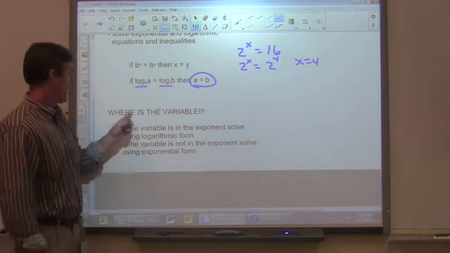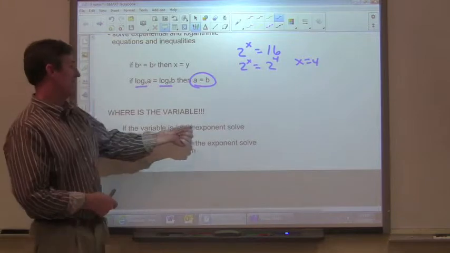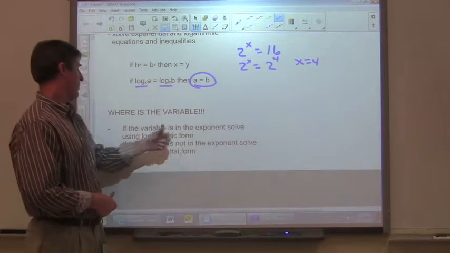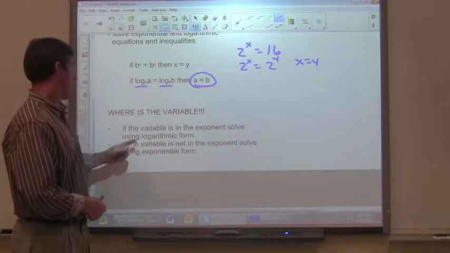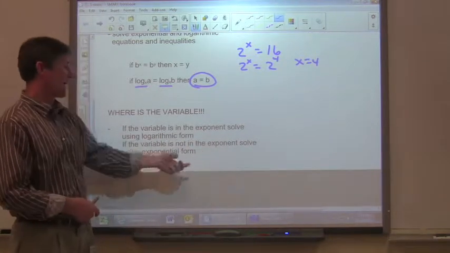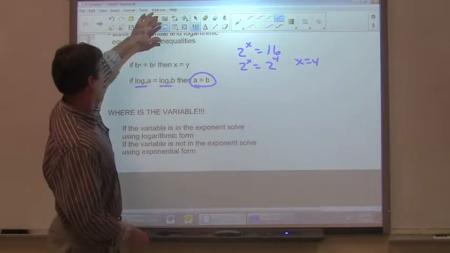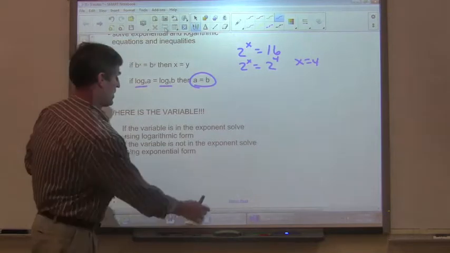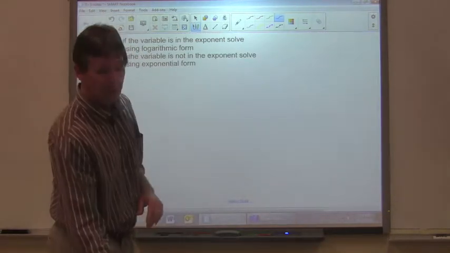Really important to understand, where is the variable in the equation? If the variable is in the exponent, then we have to solve using logarithmic form. Okay? If the variable is not in the exponent, then we can solve using exponential form. So we really need to look at these and determine where that variable is in each question, and then we know what format to set it in to solve.